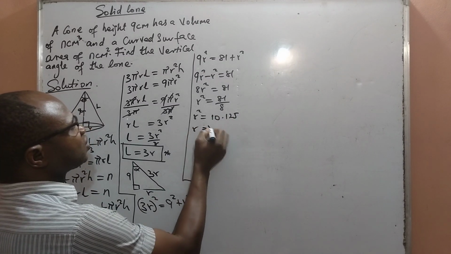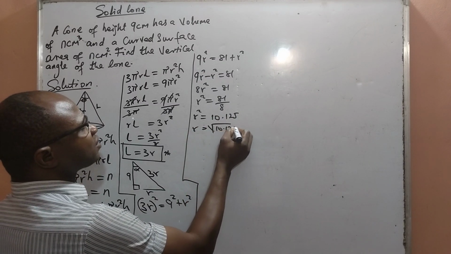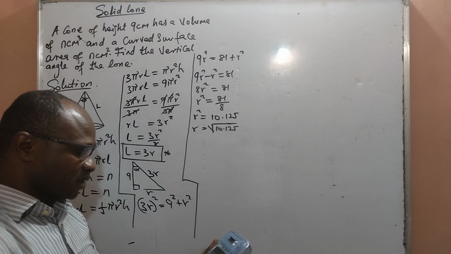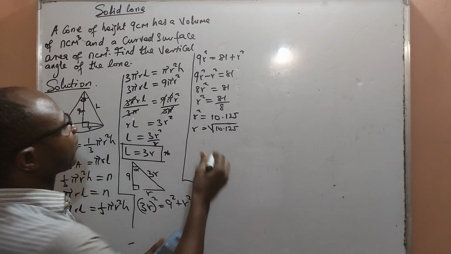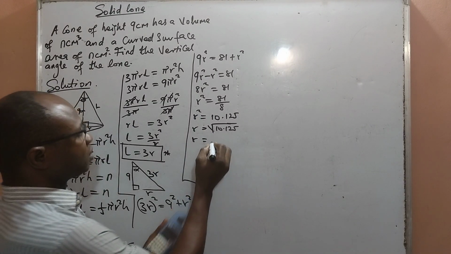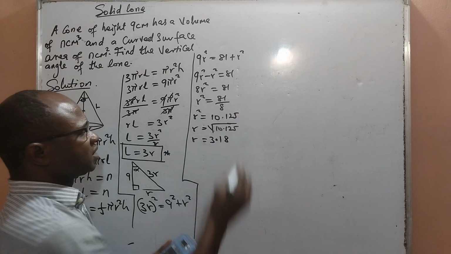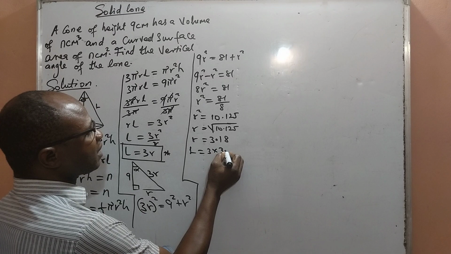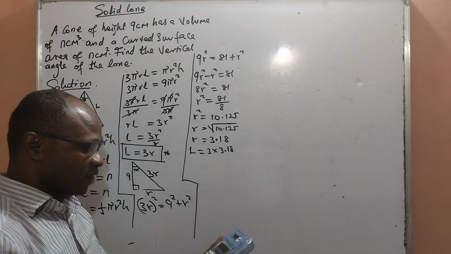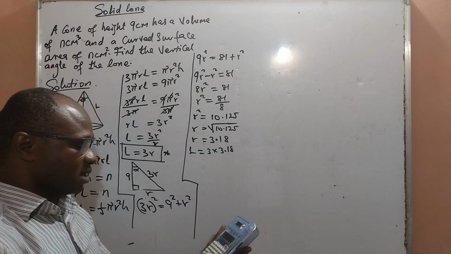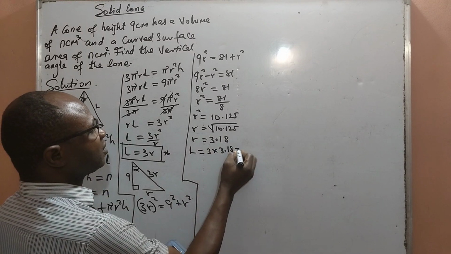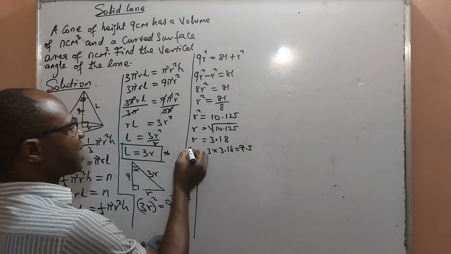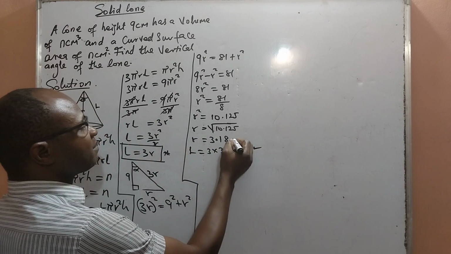Therefore, r is the square root of 10.125, and when the square root of 10.125 is taken, it will give me r equal to 3.18. This means that L will be equal to 3 multiplied by 3.18. So if I multiply this answer by 3, it will give me the value of L, which is 9.5. Okay? So I have gotten my L, I have gotten my r.